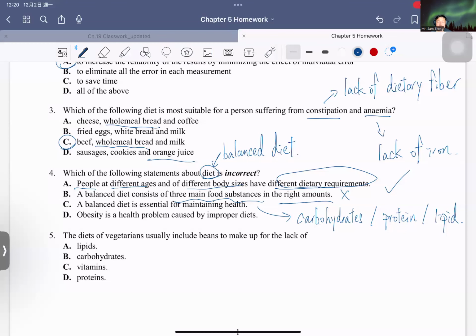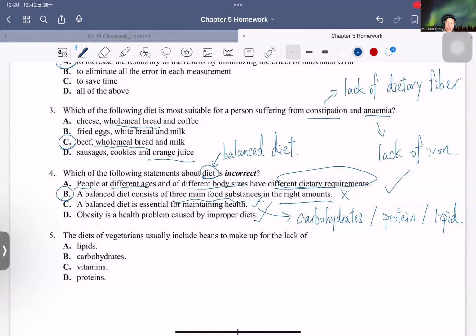So in this case, we can see that we do not have the right amount of the main food substances, but we do have the correct proportion. So in this case, the answer here would be B. It is not correct. While the other, a balanced diet is essential to maintaining the health, yes, it's correct.